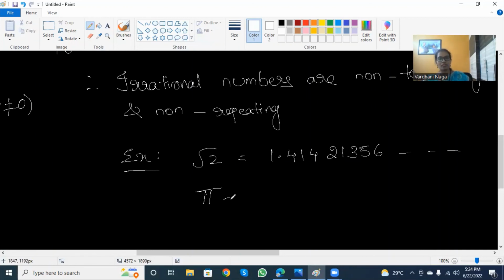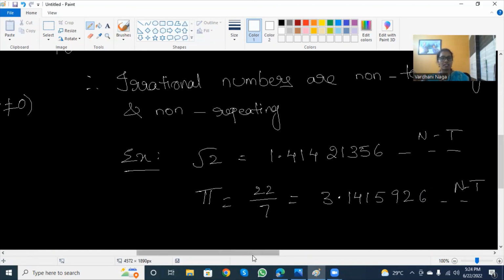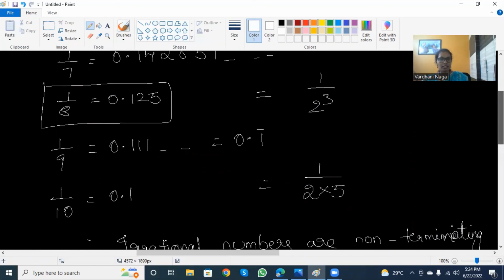And also the pi value. We used to mention 22 by 7, right? If you divide this 22 by 7, we get 3.1415926, and so on. So this is also non-terminating, and also non-recurring. Recurring means what? The same digit repeating again and again. In the previous case, we can observe that for 1 by 9, if we divide, 0.1111 is repeating. That's the reason we kept a bar on that, the repeating decimal. So this is recurring. Recurring means reoccurring of the same number.